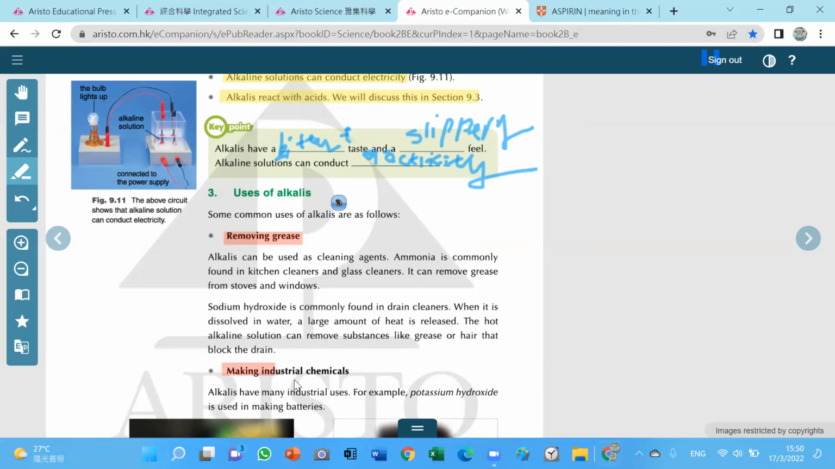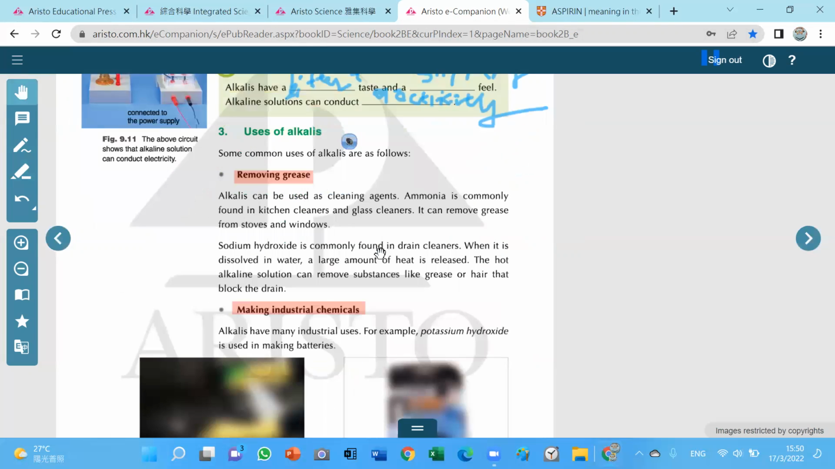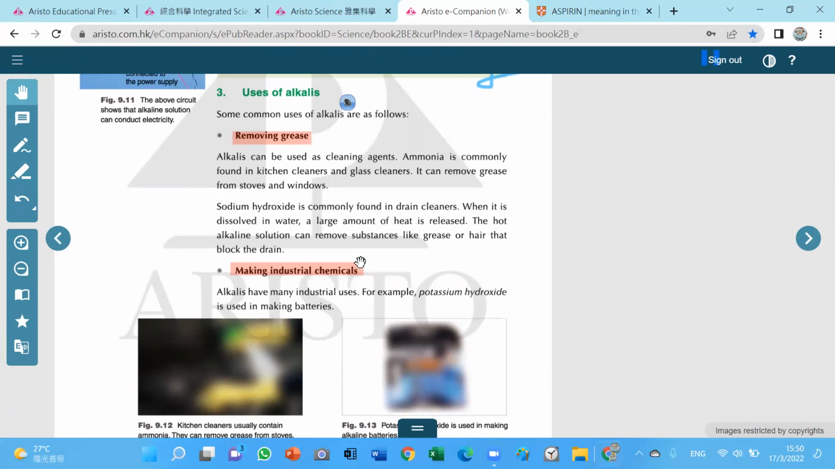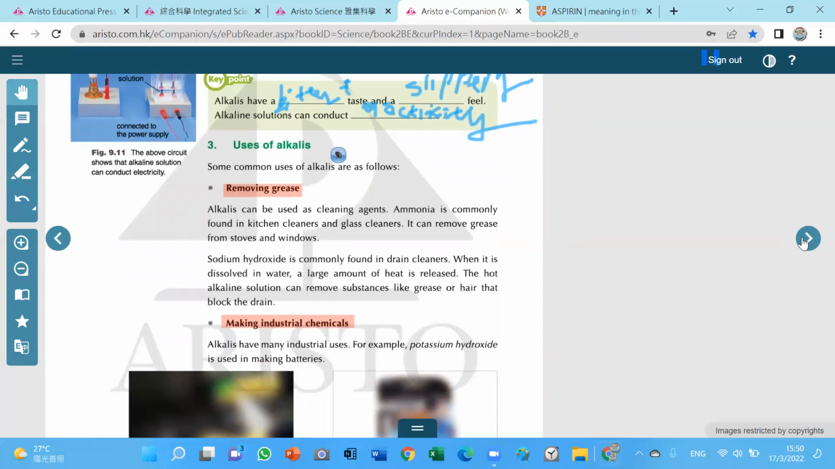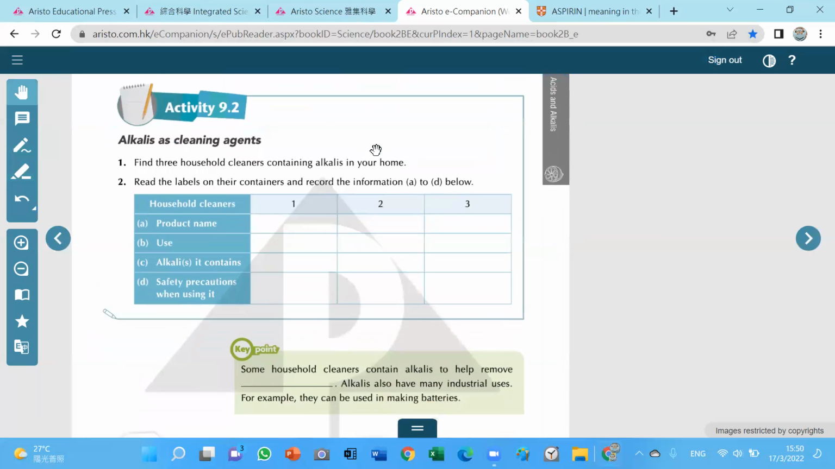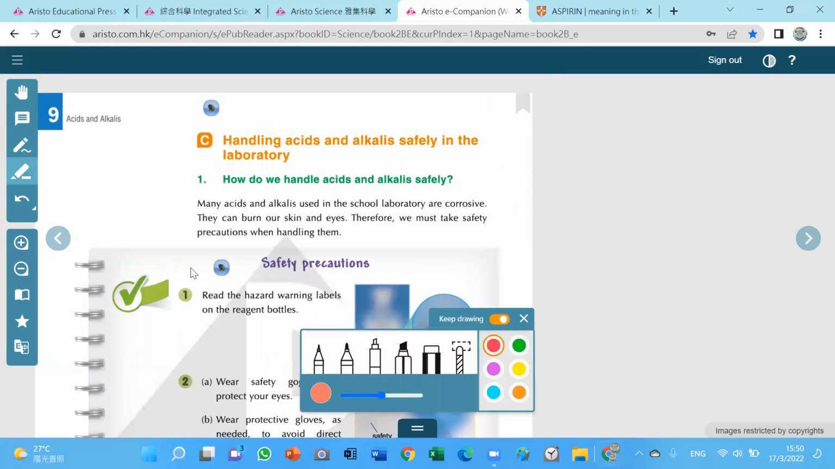They also make industrial chemicals. So alkalis have many industrial uses. For example, potassium hydroxide is used in making batteries, to help generate electricity. Okay, so this is very important. I repeat, in your exam or in the quiz, I will ask you how to handle acids and alkalis safely in the laboratory. So how do we handle acids and alkalis safely?